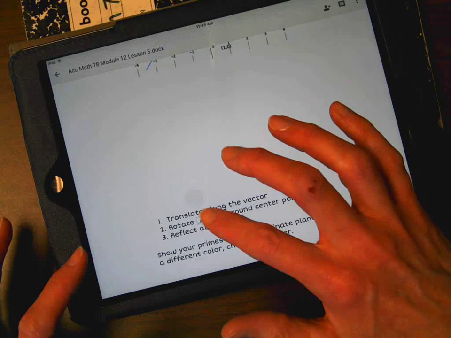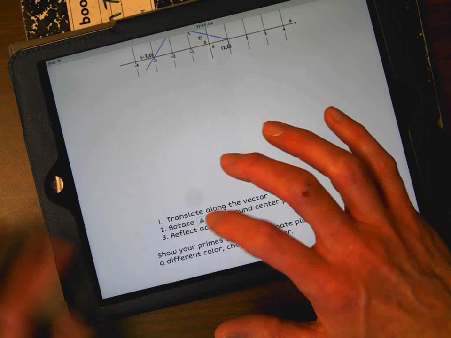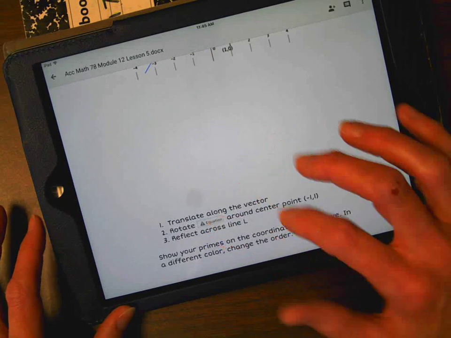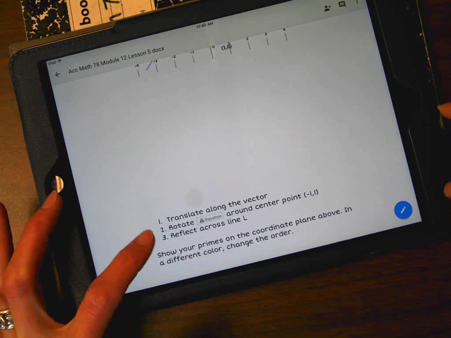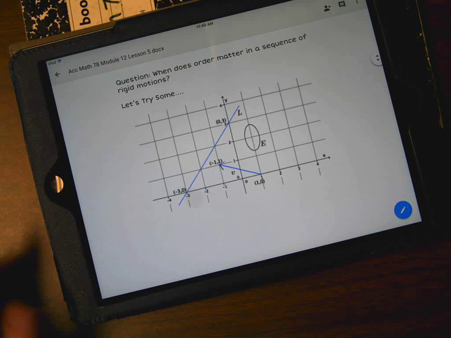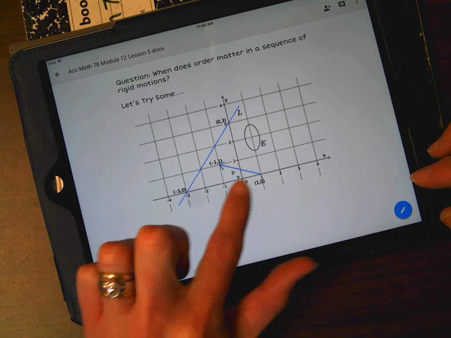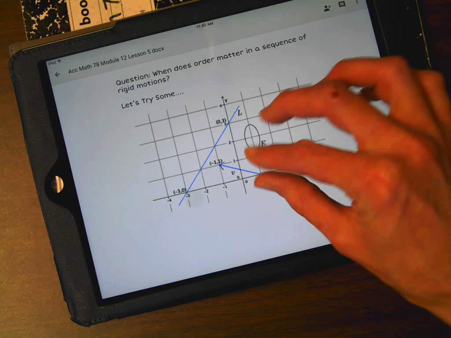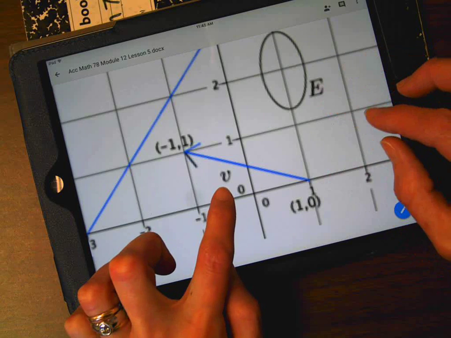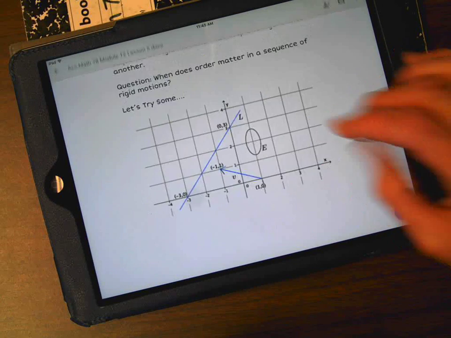Hold on, let me see if that pops up. I know what it says underneath it, but for some reason, whenever I have equations, it doesn't like to show it. So, okay, I'm just going to tell you what it says. Step one, it says translate along the vector. If we look at this picture right here, we can see that our vector is right here, and it has a little V next to it. Do you see that little V? That means vector. So this is the vector that they're talking about.